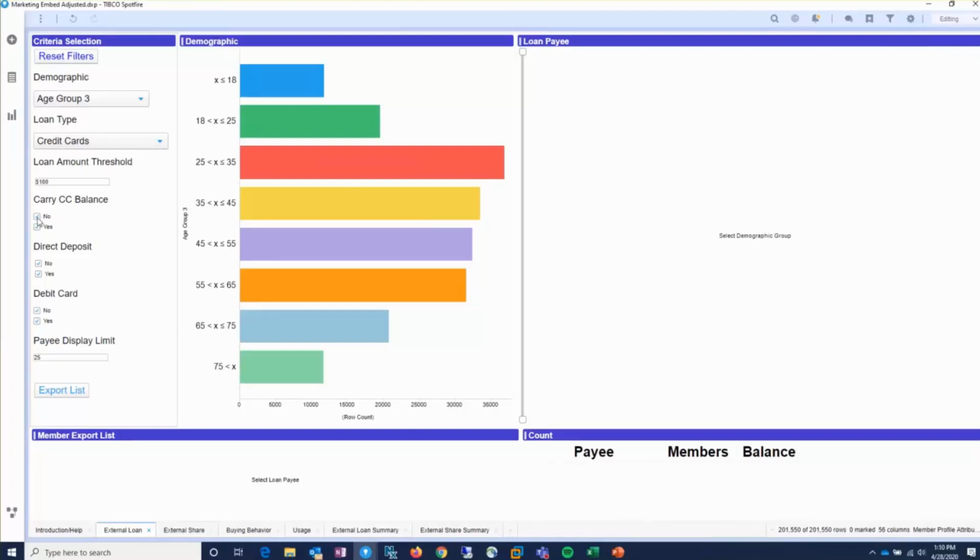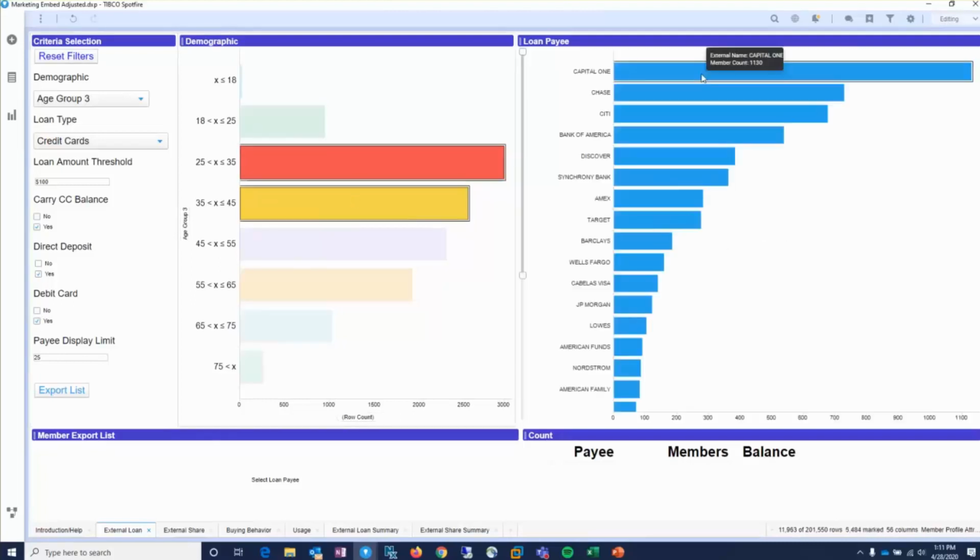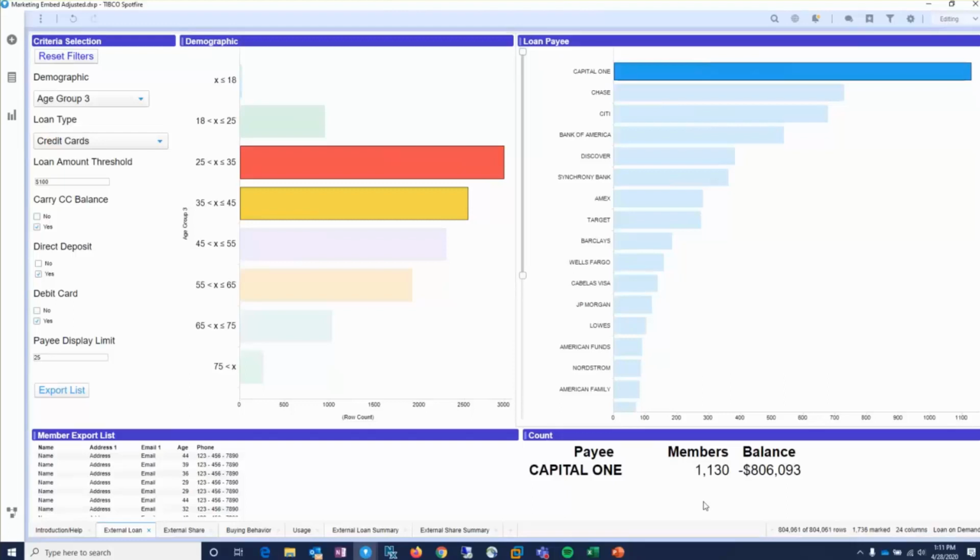So in this case, we're going to say we want to run a campaign for credit cards where we want them to carry a credit card balance, because it's really about a balance transfer. So it makes sense to target members who carry a credit card balance, and this is based on analytics we've done on the transactional records, and we attach it to their member records. And we do want them to have direct deposit, and they have a debit card with us, and they're between 25 and 45, and they're with Capital One. So there's 1,100 members worth $800,000 every single month, and then go create your campaign.